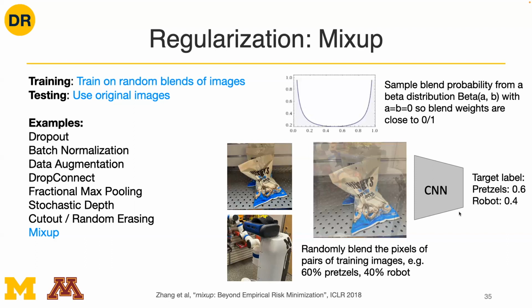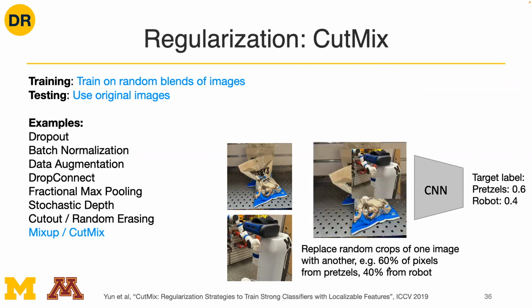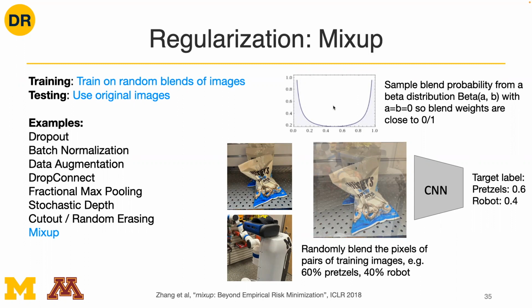Then you get this blended image, which is then used as input to your network. Correspondingly, and this is the first case that we've seen of this with regularization, you'll actually change your labels based on your random sampling. Instead of having this be labeled as a pretzel image, we'll have it be labeled as 60% pretzel and 40% robot. You would want your classifier in this case to have scores that match this target distribution. So instead of a one-hot label distribution, now it's a continuous distribution across the classes based on your sampling.